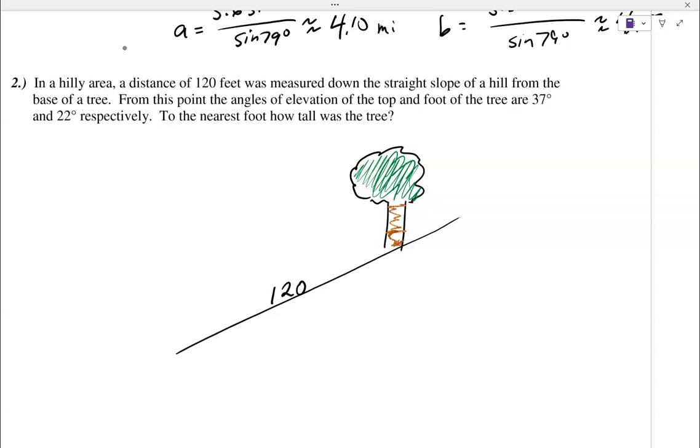So I need to put a horizontal in here. And then to the top of the tree, this angle is 37, right? That's what angle of elevation means, right? Off the horizontal up. Angle of depression is off the horizontal and down. Elevation, depression.